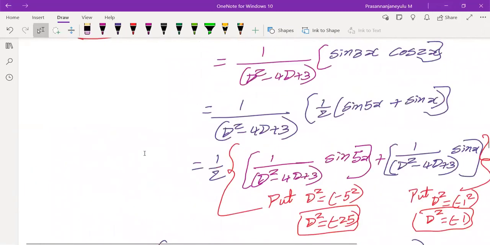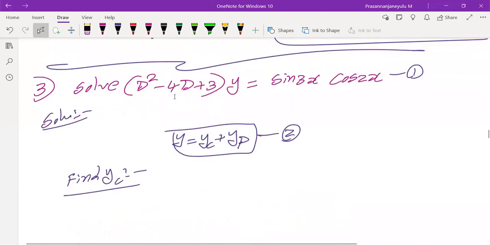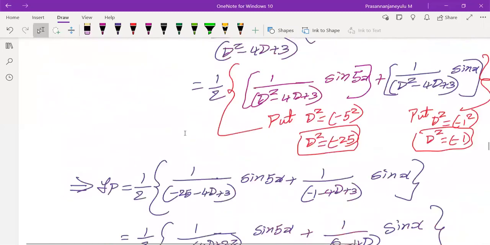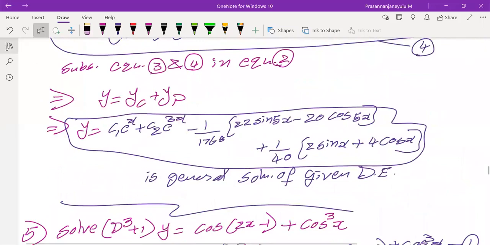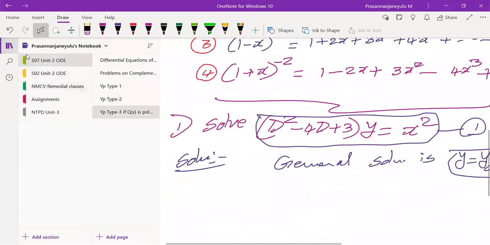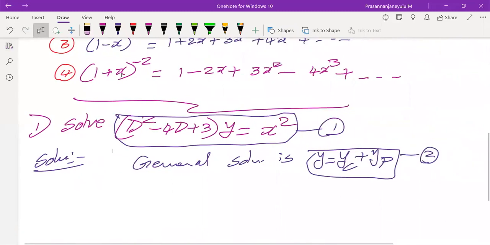Fourth problem is the same: D square minus 4D plus 3. So I mentioned the complementary solution is c1 e power x plus c2 e power 3x. Just for the name's sake, I'll write only the main direct steps.